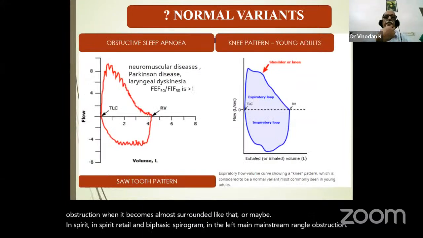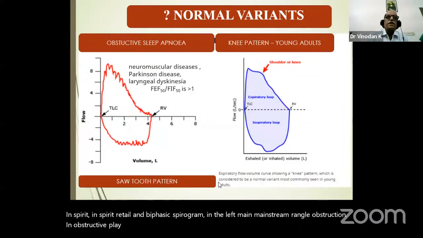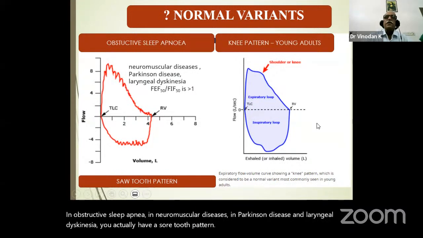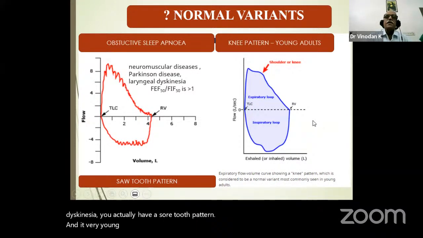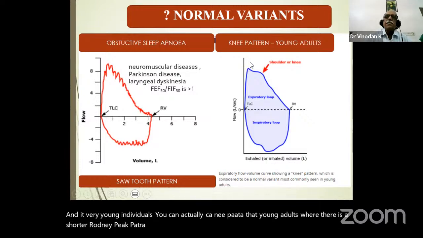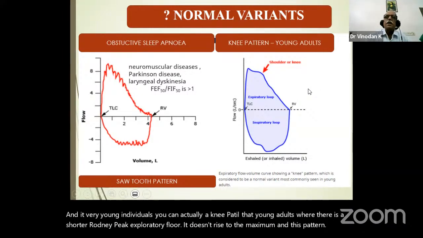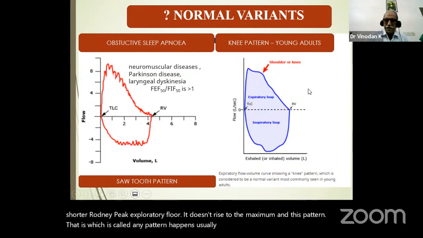In obstructive sleep apnea, in neuromuscular diseases, in Parkinson's disease and laryngeal dyskinesia, you actually have a sawtooth pattern. And in very young individuals, you can see a knee pattern, where there is a shoulder or knee and the peak expiratory flow doesn't rise to the maximum. This pattern, called a knee pattern, usually happens in absolutely normal young adults.